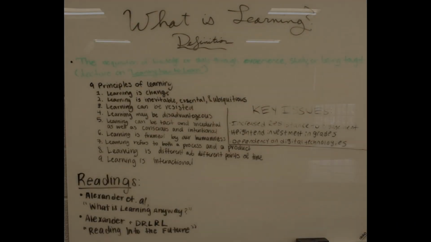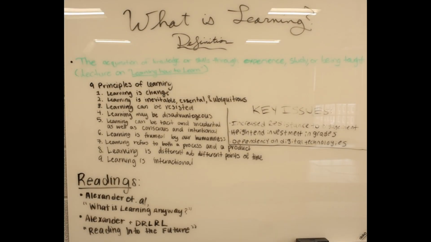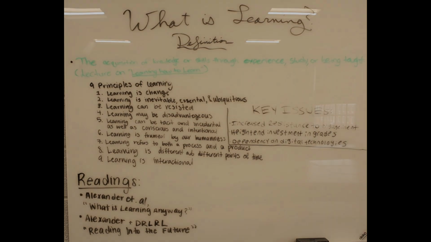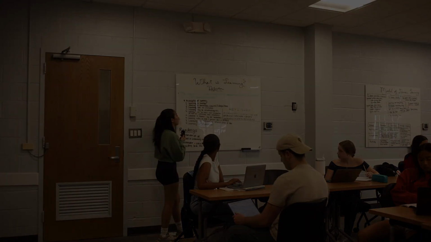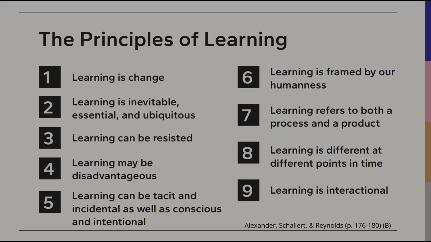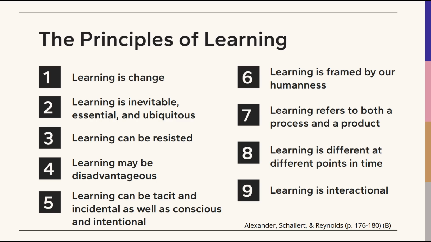All right, so for what is learning, when thinking about the definition, we took the main definition from the lecture on learning how to learn, and we said that it is the acquisition of knowledge or skills through experience, study, or being taught. And from the first reading, called What is Learning Anyway, we talked about the 9 principles of learning, which are right there. I'm not going to go through each one, unless I should. No, that's good. Okay. We'll try to keep it to a couple minutes per one, but yeah.